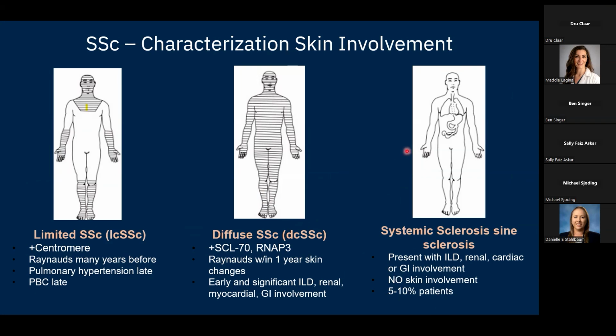So we have 3 main types of skin involvement in systemic sclerosis. So limited, diffuse, and then systemic sclerosis sine scleroderma, which means that they have internal organ involvement, but no skin disease. So limited disease patients can have skin involvement below the knees, below the elbows, and then it can involve the head and neck.